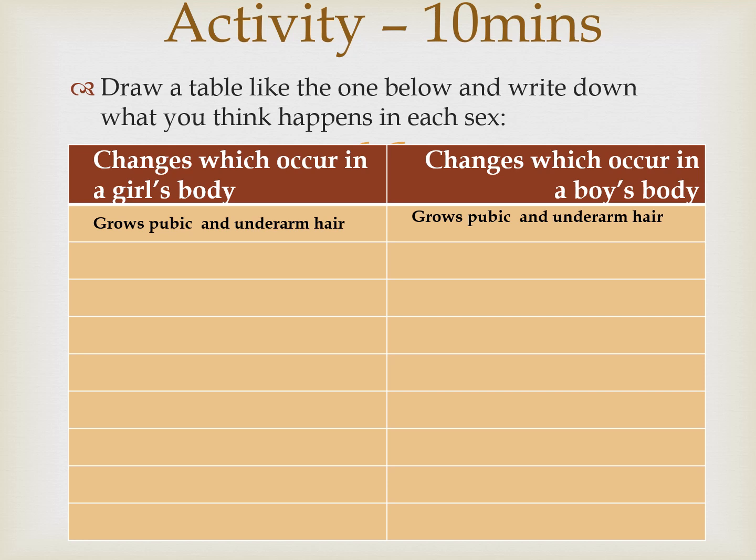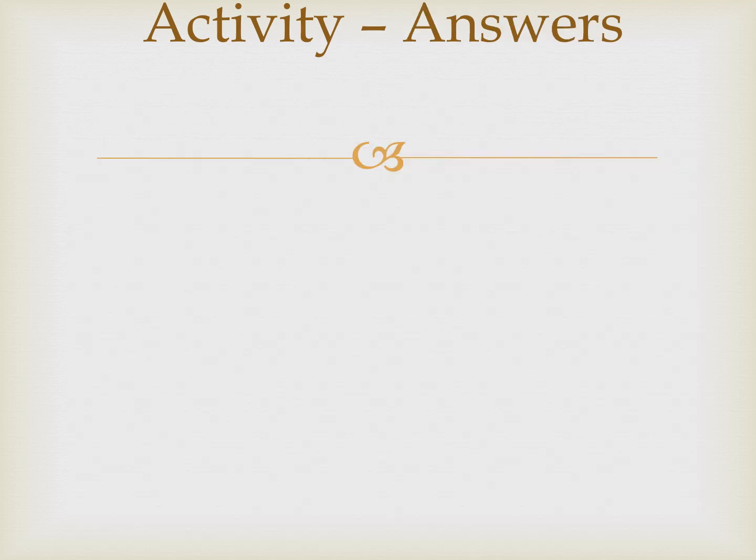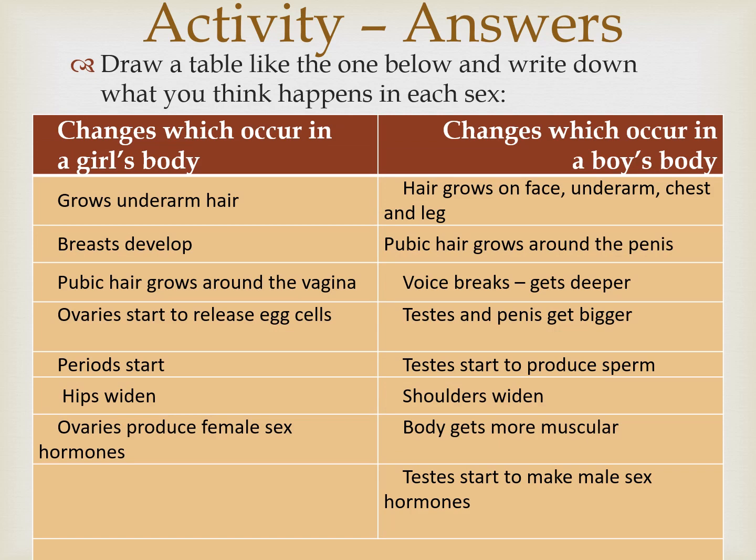Okay, so hopefully you managed to come up with some changes. I'm going to display my answers and what I've come up with as the changes in puberty in both girls and boys. So these are the changes I came up with. So if we start with our girls' bodies over on the left-hand side, the physical changes that are occurring in a girl's body, firstly, of course, they're growing underarm hair. Okay, they then have development of their breasts. So their breasts will grow and they will develop.